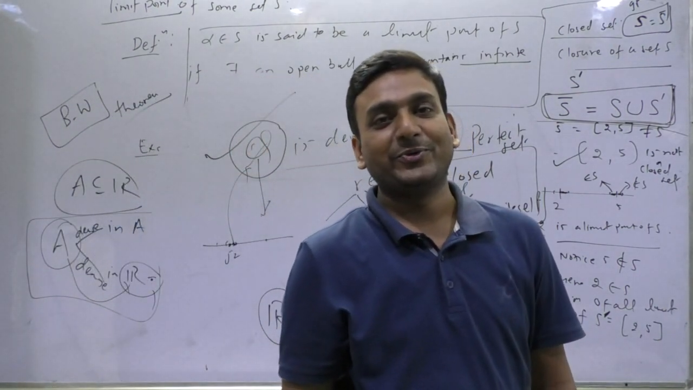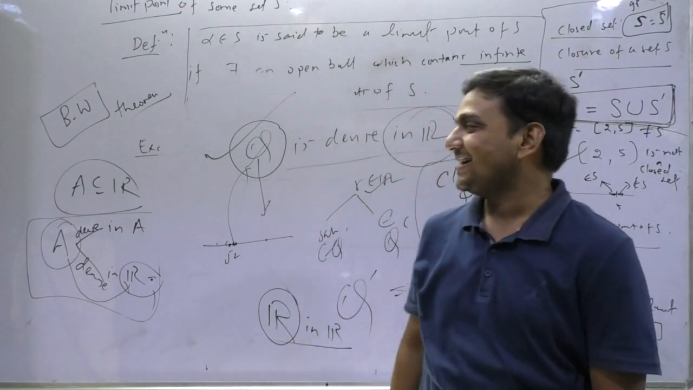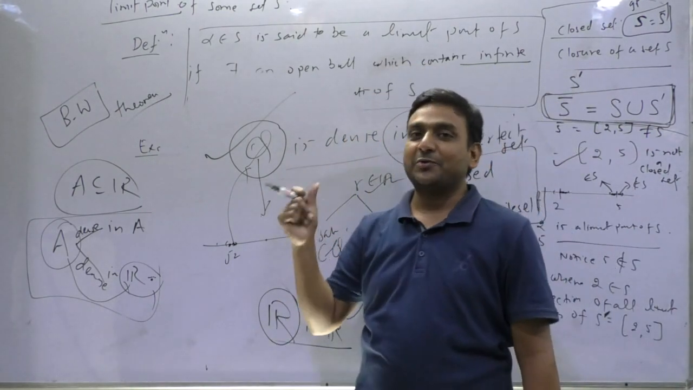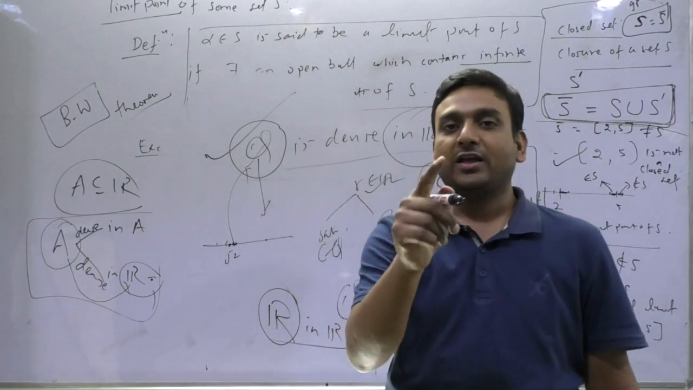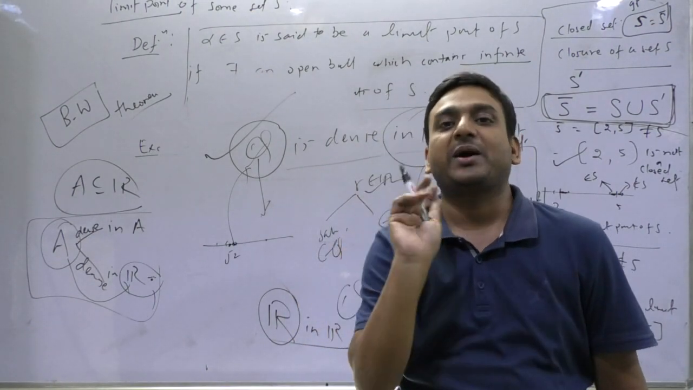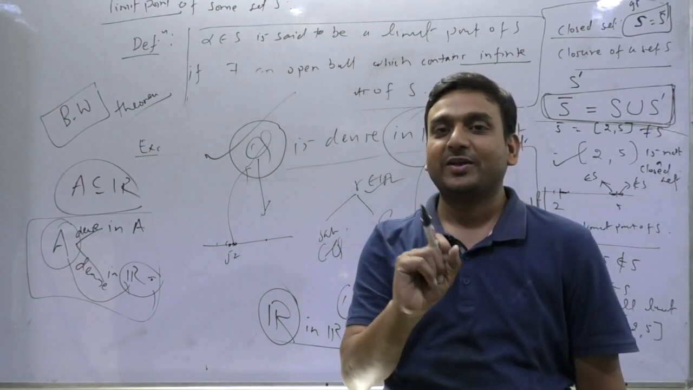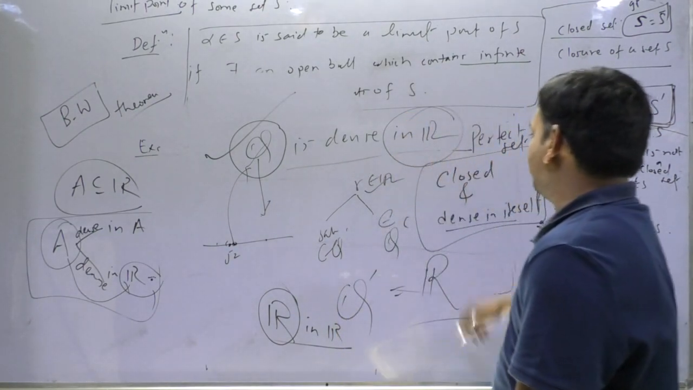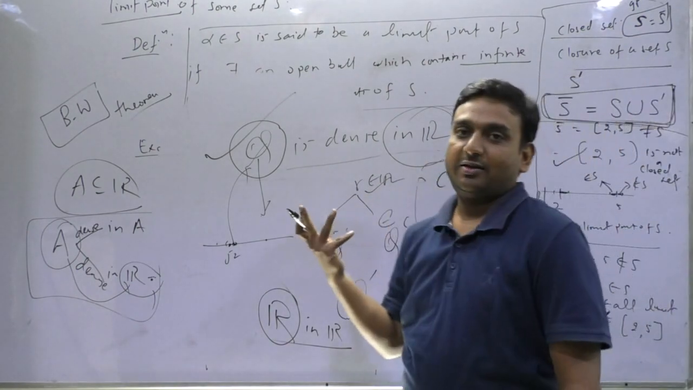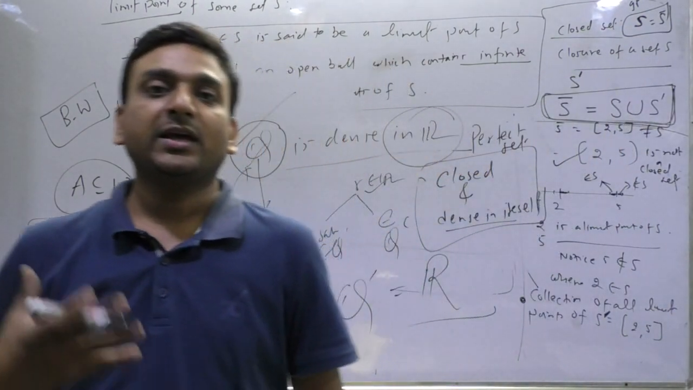That is the point for you. If you are able to answer this question, please note it down. Q is closed, question mark. Go on the limit point, check it out. If Q is not closed, then perfectness is gone, because for a perfect set, it needs to be closed.